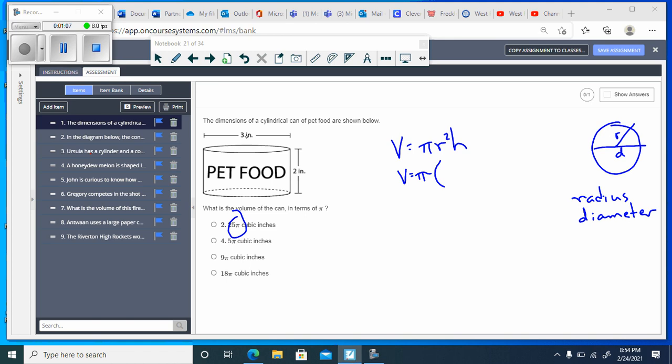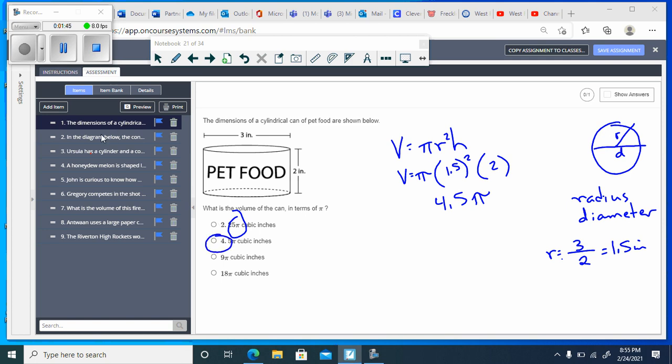Okay, our radius here, if our diameter is 3, then we would divide 3 by 2, and that would give us 1.5 inches for our radius. So we substitute 1.5 in place of radius. Our height is 2. Now, in your calculator, you would say 1.5 squared times 2, and that would give you 4.5. Now notice we've not done anything with the pi, and generally you put the pi behind the number, so 4.5 pi. There's your answer.